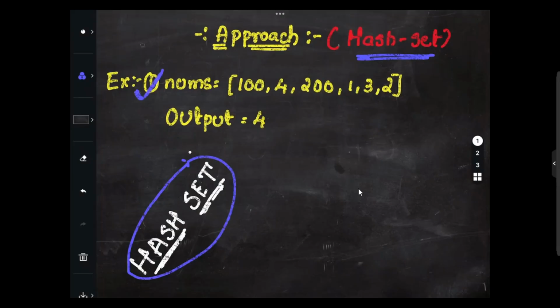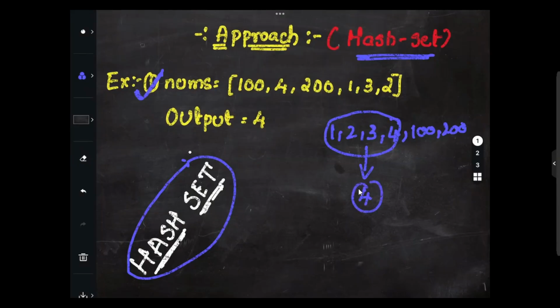I have considered the same example, the first example from the question, so that it will be easier to understand. We have already discussed this one. When we sort this, we get 1, 2, 3, 4, 100 and 200. The longest consecutive sequence here is 1, 2, 3, 4, so the length will quite obviously be 4. We have 4 elements here, so that is what we need to return. In this case, the output is 4.